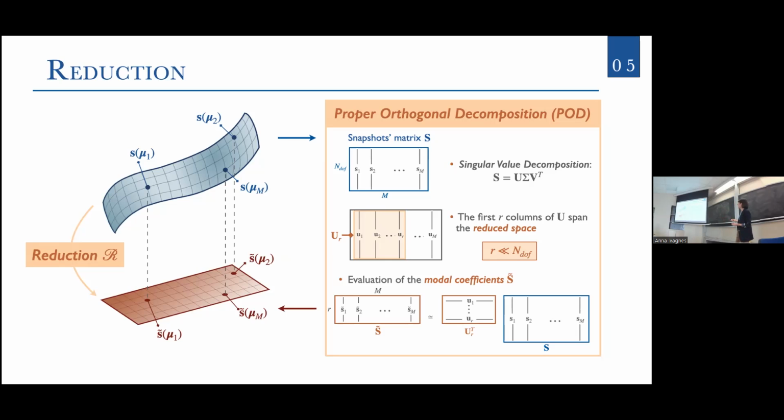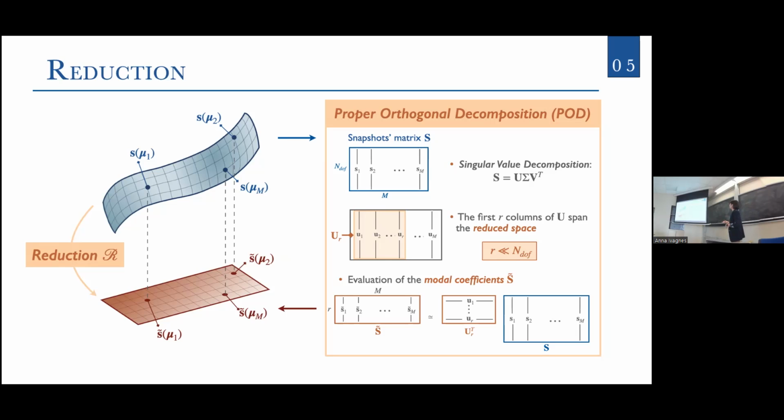In this decomposition, the matrix U contains all the discretized modes, so all the discretized bases. And you can select just the first R columns of this matrix. Of course, they will be the first R discretized basis functions. And this R should be much, much smaller than the number of degrees of freedom that you have, because you want to have a low number of degrees of freedom.